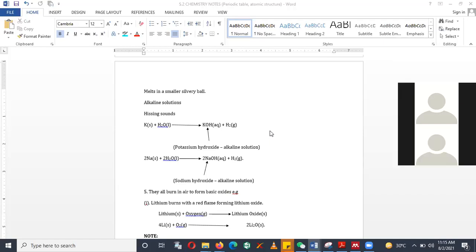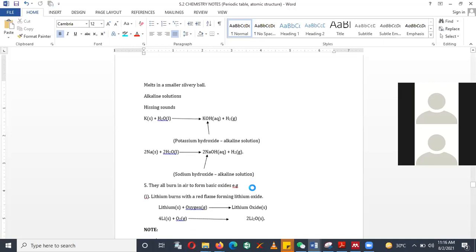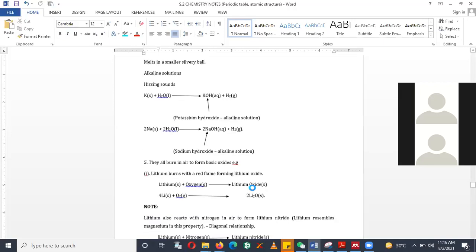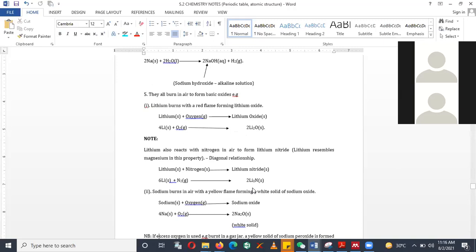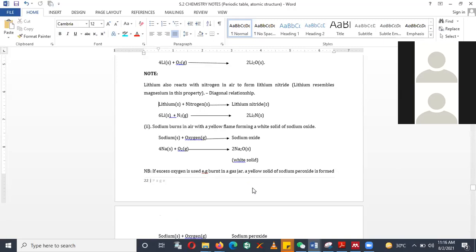The silvery white metal burns with a bright yellow flame to form a yellow solid called sodium peroxide. Or if there is little oxygen, it's going to burn and form sodium oxide. Okay, thank you very much.